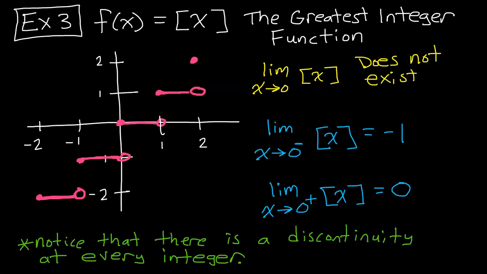We could do a similar analysis at other points, but I just want you to notice that there's a discontinuity at every integer. If I look at -1, see the jump right here. That's a discontinuity. At 0, there's a discontinuity. At 1, at 2, at every integer, there's going to be a jump. There's going to be a discontinuity.